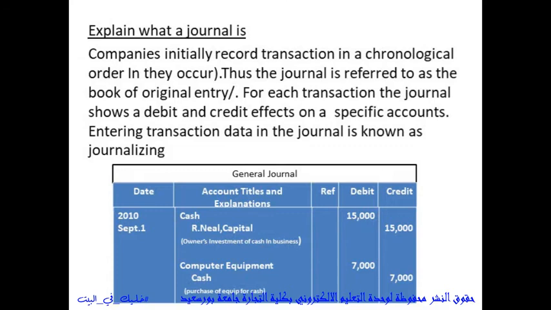Explain what a journal is. Companies initially record the transactions in chronological order as they occur. Thus, the journal is referred to as the book of original entry. For each transaction, the journal shows the debit and credit effects on specific accounts. Entering transaction data in the journal is known as journalizing.